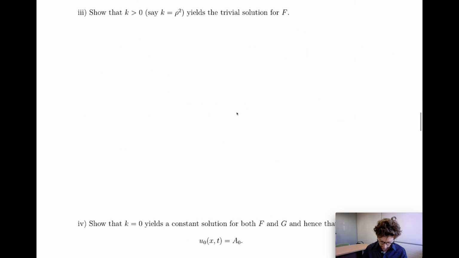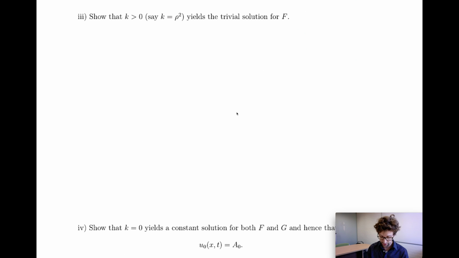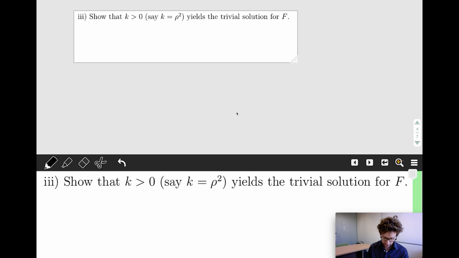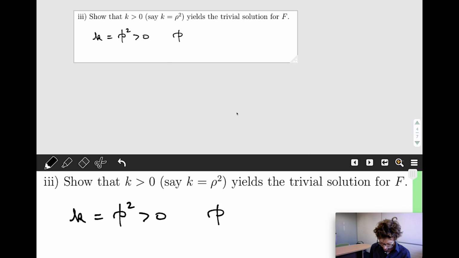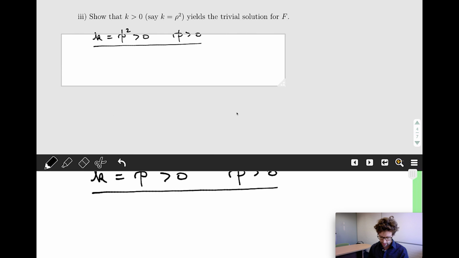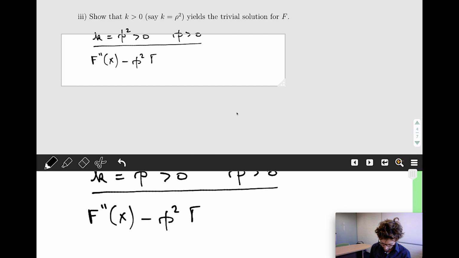So what we're going to do is, first of all, look at the case where k is a positive number. That is, k is equal to p squared. And we're going to show that it doesn't give any non-trivial solutions. So we've got k equal to p squared. That's going to be a positive number, and we're demanding that p isn't equal to 0. We're going to look at the case of k equal to 0 in the next part of this. So when I substitute this in for my equation for f, I'm going to get f double prime of x minus p squared f of x is equal to 0.